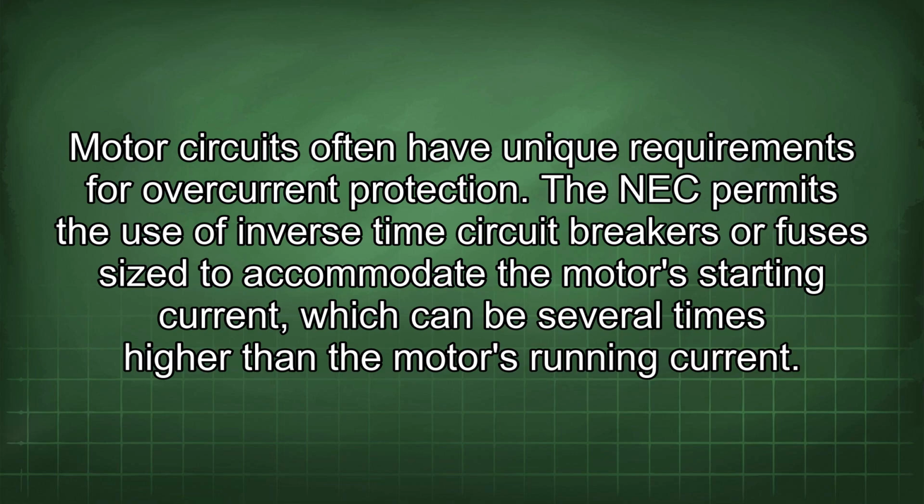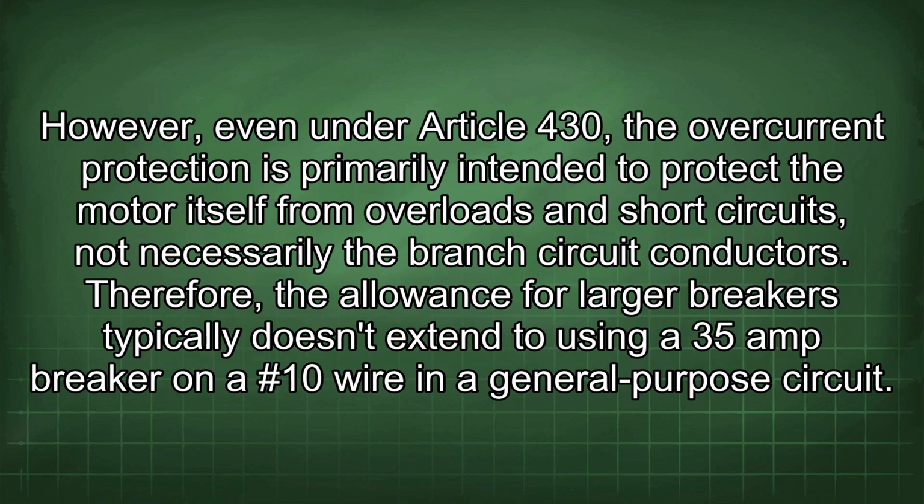The NEC permits the use of inverse time circuit breakers or fuses sized to accommodate the motor's starting current, which can be several times higher than the motor's running current. However, even under Article 430, the overcurrent protection is primarily intended to protect the motor itself from overloads and short circuits, not necessarily the branch circuit conductors. Therefore, the allowance for larger breakers typically doesn't extend to using a 35 amp breaker on a #10 wire in a general purpose circuit.